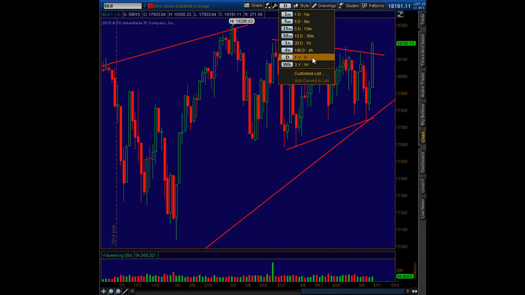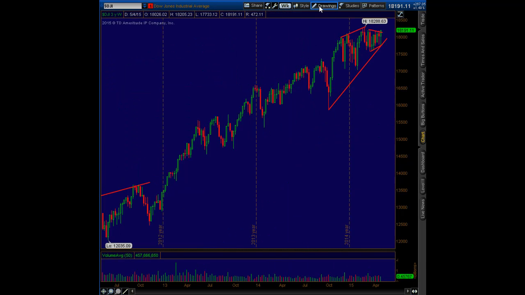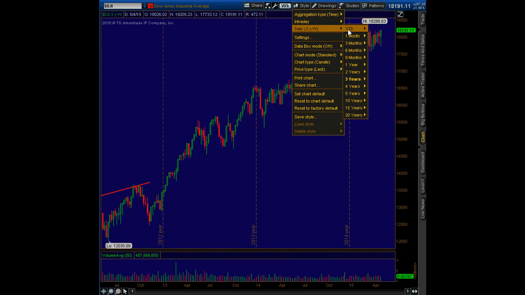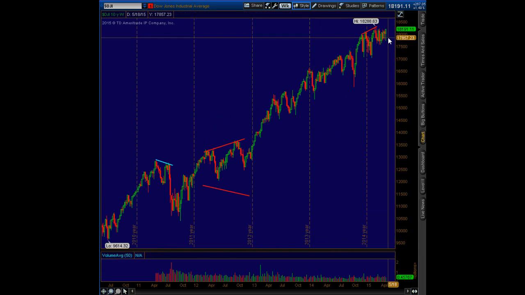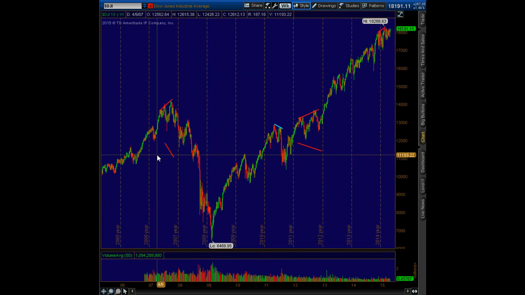So let's go back into the weekly. What I wanted to talk about is, I'm going to delete these lines. This one, that's the consolidation area. Okay, so let me do something. I'm going to go back and look at 10 years of data on the Dow Jones, and I'll show you why these trend lines are there.